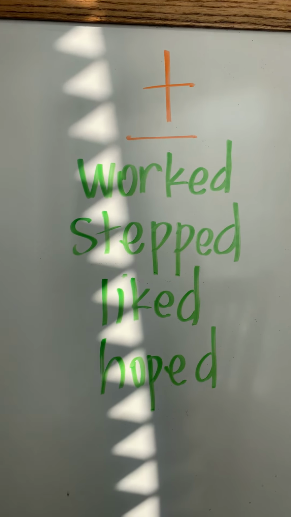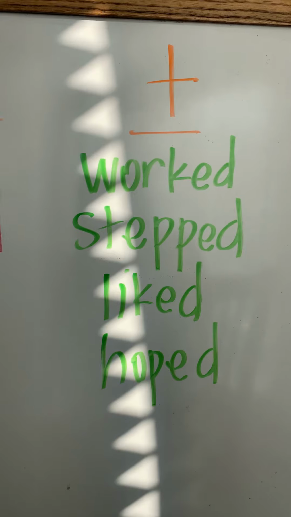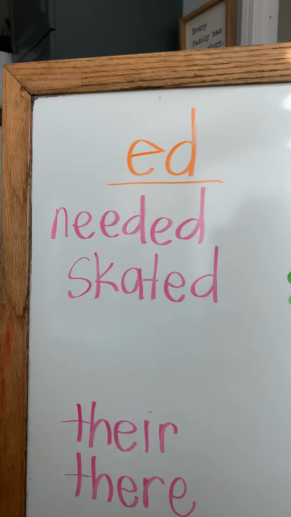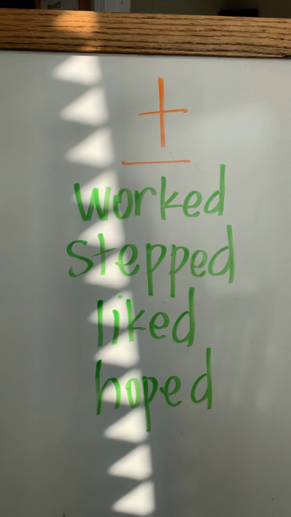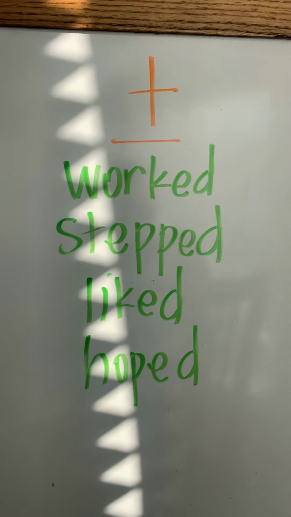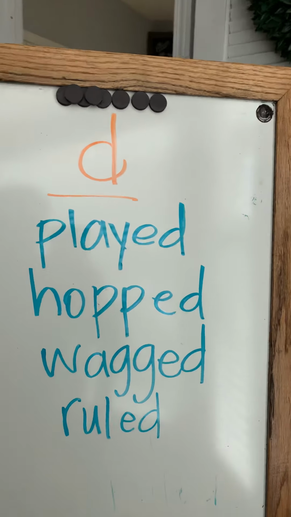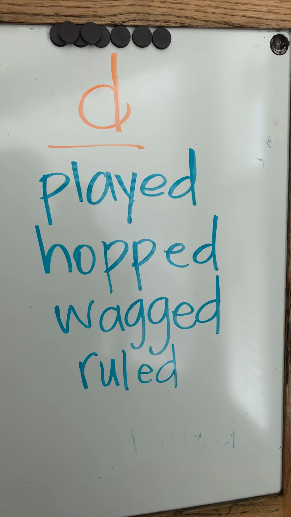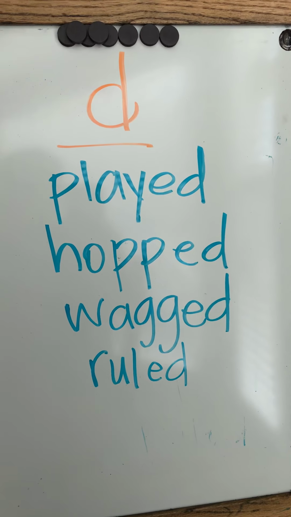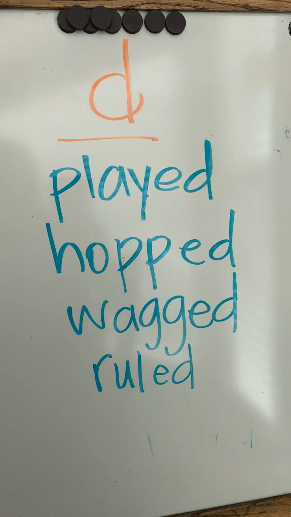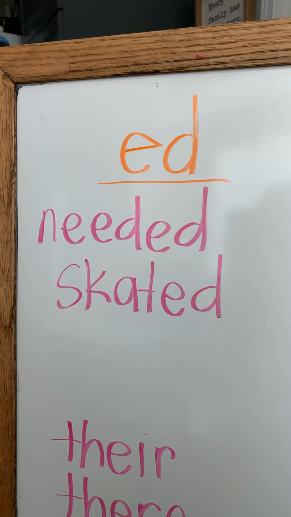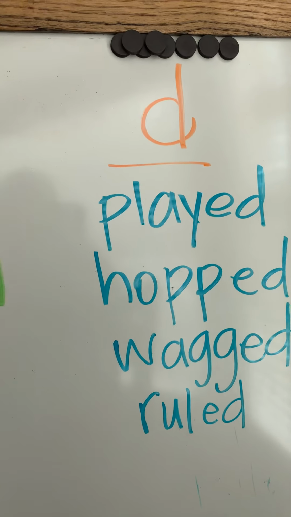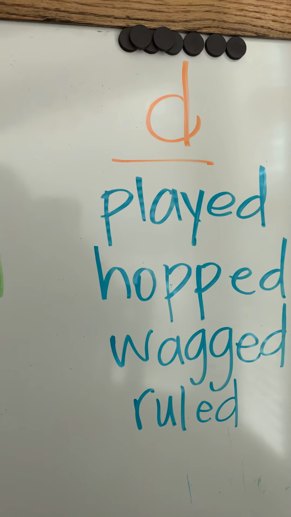Now, I am really accentuating those T's. They don't sound as loud when we just say the words, but I wanted you to hear it as we wrote it. So that's the difference. Needed, worked. They're spelled the same way with the ED on the end, but they make different sounds. And here's our last column, the D column. So played. It just sounds like you've put a D on the end. Hopped, wagged, ruled. Okay, so do you hear the difference between needed, worked, played? All 3 of those are sounds that you can hear with an ED on the end.